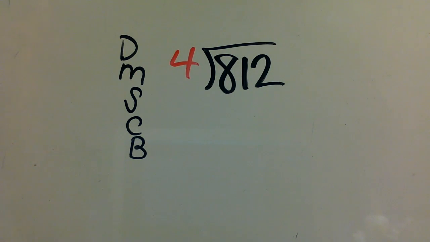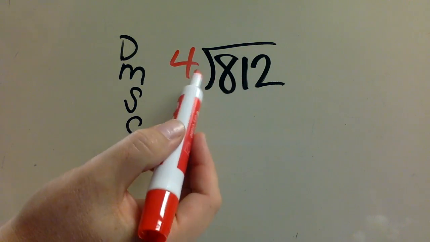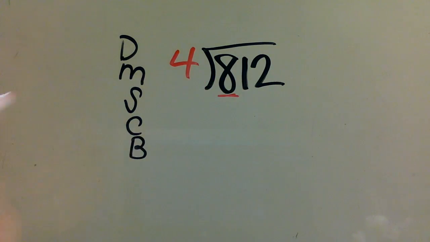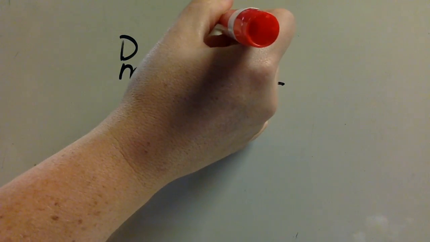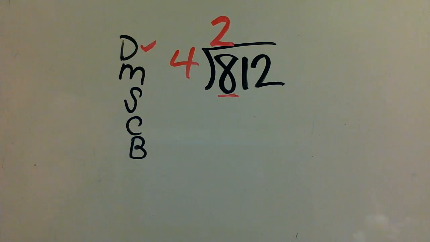All right, let's start with our first step. D tells us to divide. We're going to see how many 4s can we get out of 8. Or you can think 4 times what gets me close, but not over 8. Well, 2 goes right above the 8. First step already done. You're on a roll.